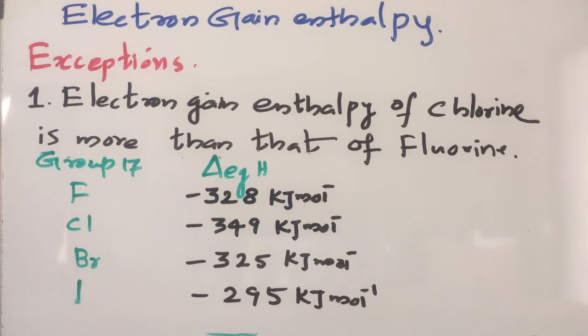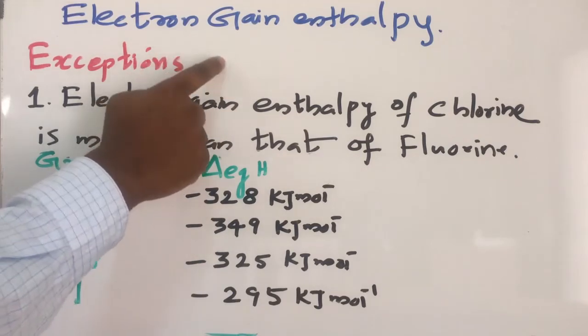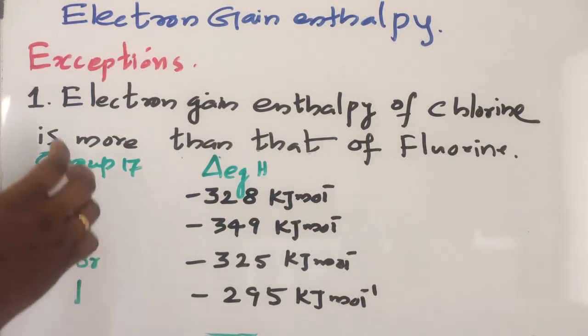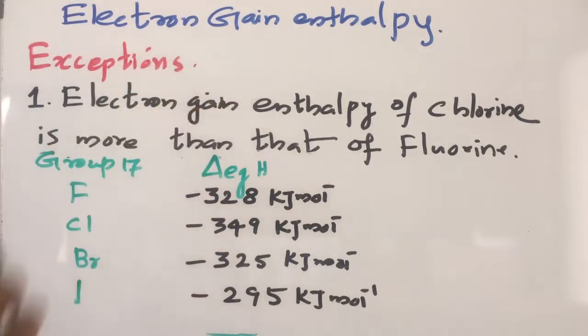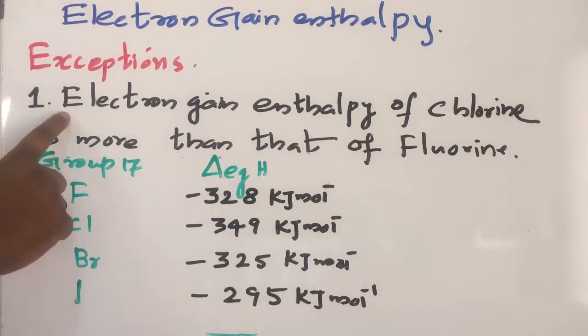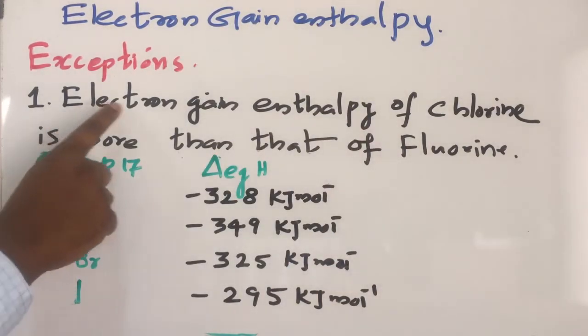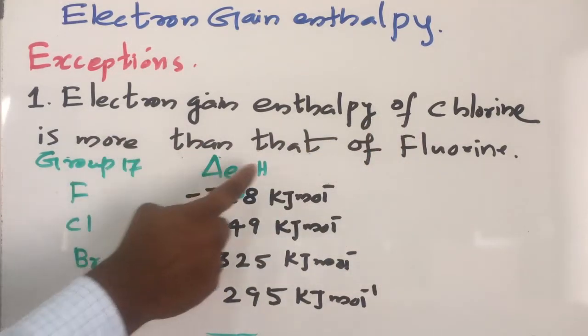In the previous section, I explained electron gain enthalpy and its variation in the periodic table. Today, I am going to teach you about some irregularities or exception cases in the variation of electron gain enthalpy in the periodic table. The first exceptional case is related to fluorine and chlorine. Electron gain enthalpy of chlorine is more than that of fluorine.